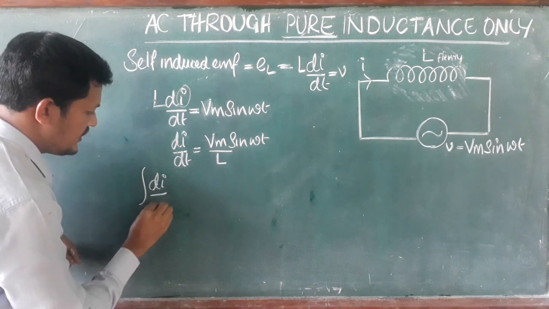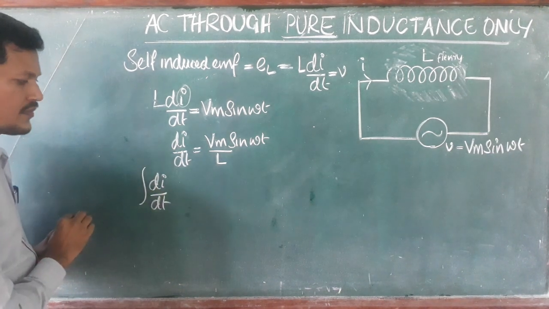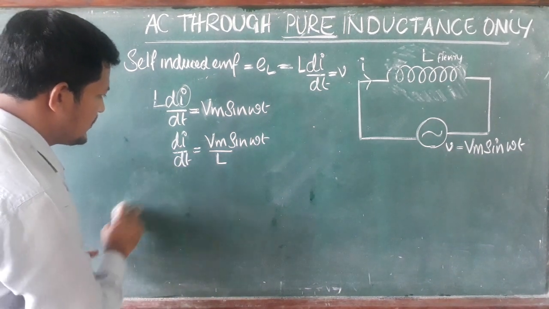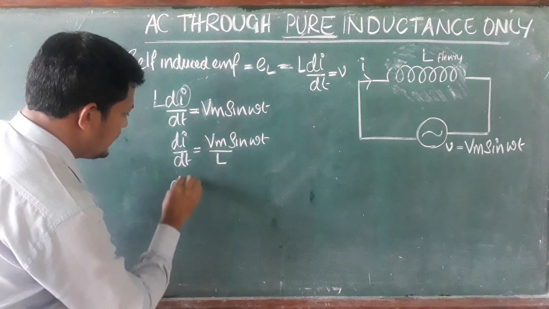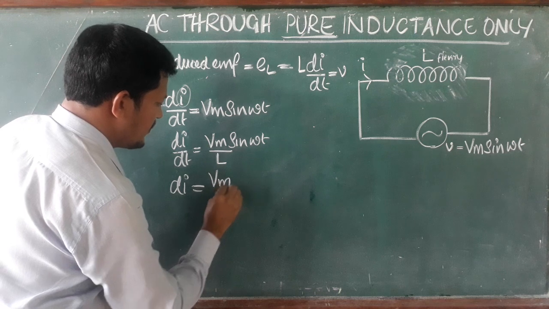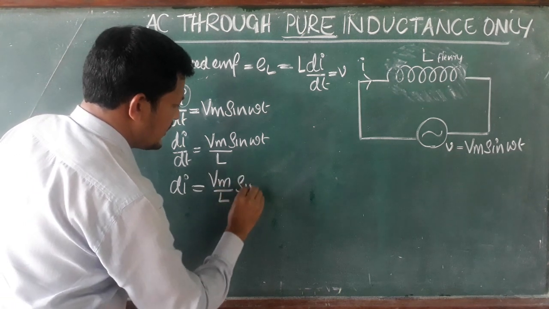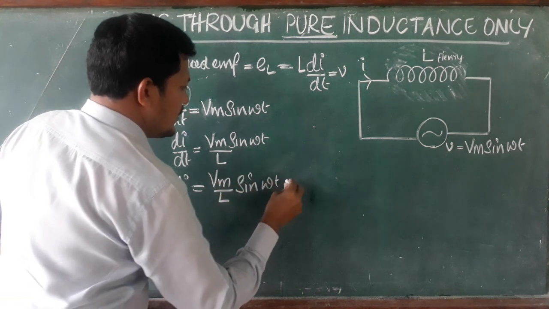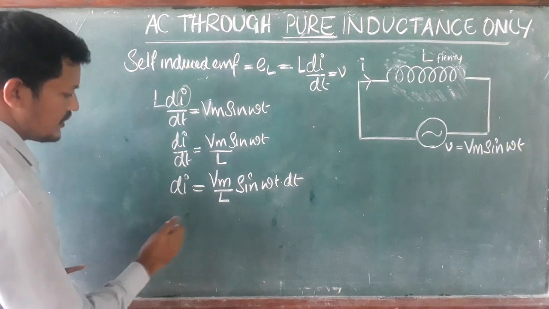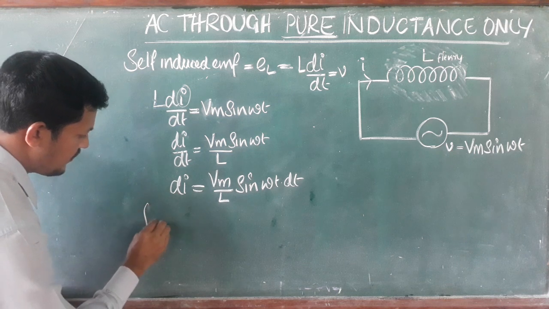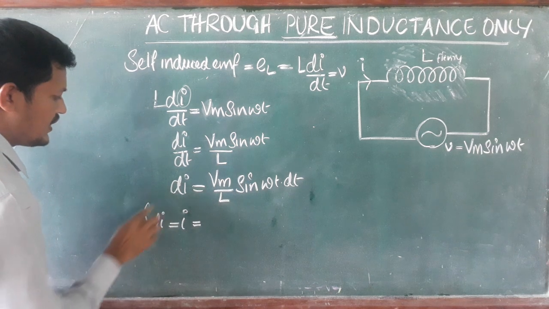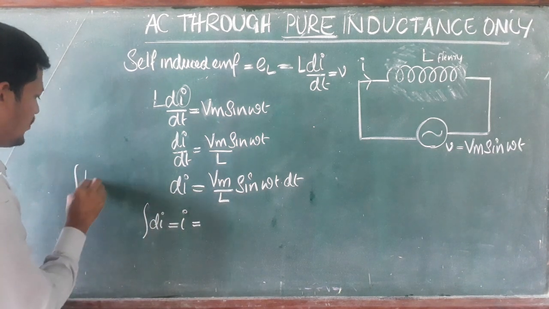of di by dt, or directly we can replace the dt here. So I am keeping di here, only di. So dt in the denominator goes to the numerator, so Vm by L sin omega t into dt. Now I am taking the integral, so we will get a clear picture. So the integral of di is equal to I. That means we have to take the integral on both sides. Take integral both sides.